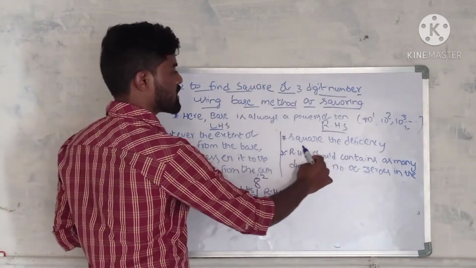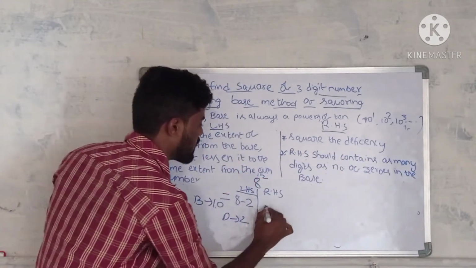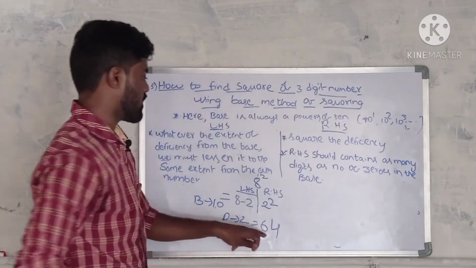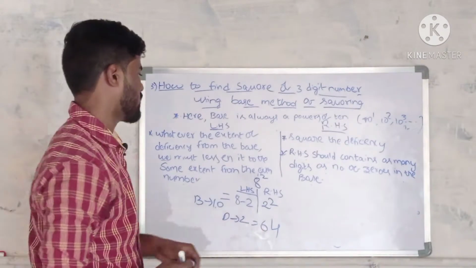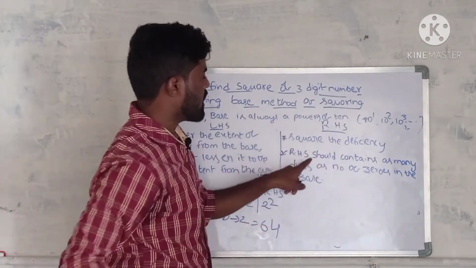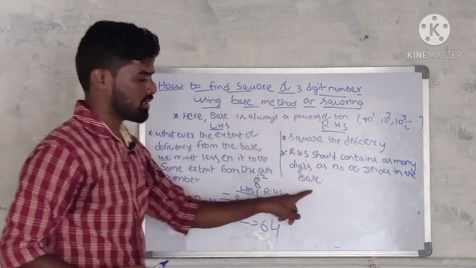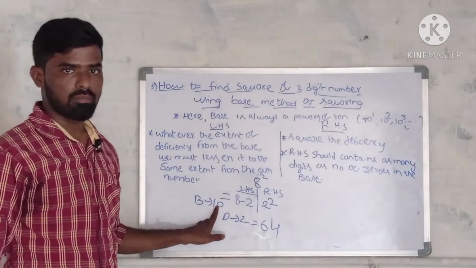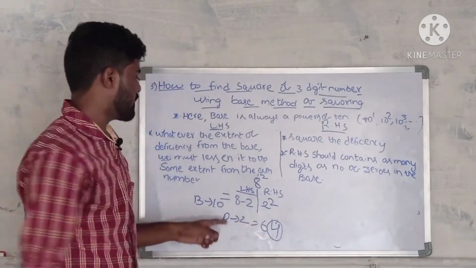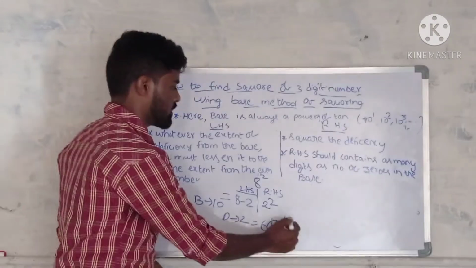The RHS rule says to square the deficiency. Here the deficiency is 2, and we have to square it. The LHS will become 8 minus 2, 6. 2 square is 4. The answer is 64. The RHS rule also says that RHS should contain as many digits as the number of zeros in the base. Here there is 1 zero in the base, so the RHS part should contain only 1 digit. If there are 2 zeros in the base, RHS should contain 2 digits.